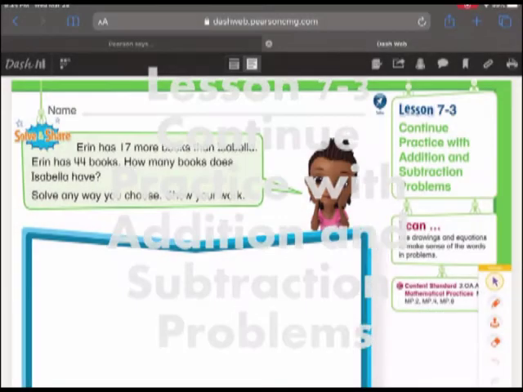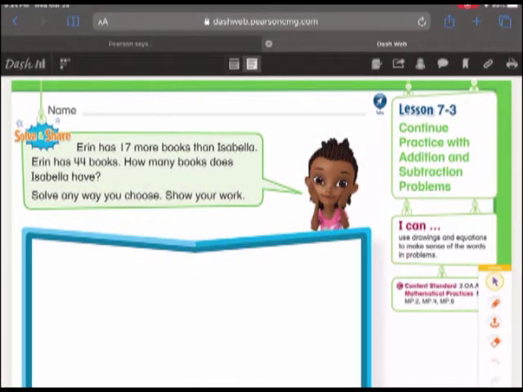Hi, second grade. Okay, today's math lesson is 7-3. Continue to practice with addition and subtraction problems. We're going to do some similar stuff to what we did in 7-2. We're going to use drawings and equations to make sense of the words in problems.